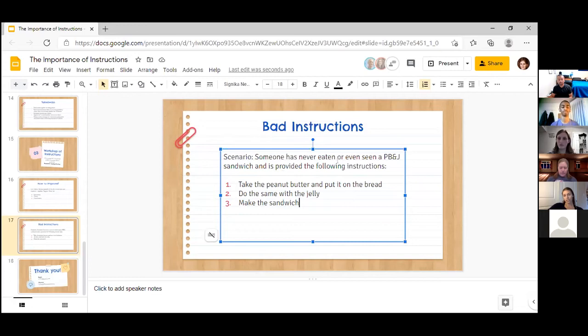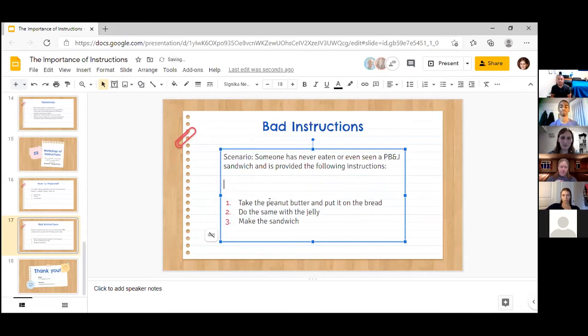Michael made a suggestion to define the utensils that you'll be using. Okay, neat. So that is always a great step. You can always include a materials section.